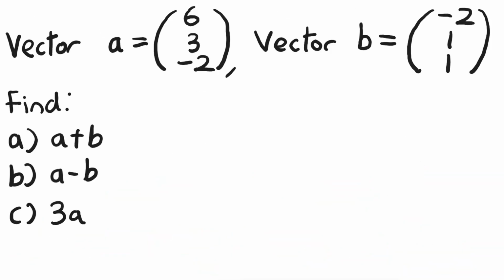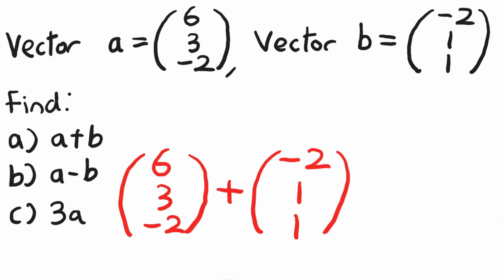One other thing that's the same between 2D and 3D vectors is how you add and subtract them. So here's an example of this. We're told that vector A is equal to (6, 3, -2), and vector B is equal to (-2, 1, 1). We need to firstly find A plus B, and the way that we add 3D vectors, as I said, is the same as 2D vectors. So A plus B would be these two vectors added together like this.